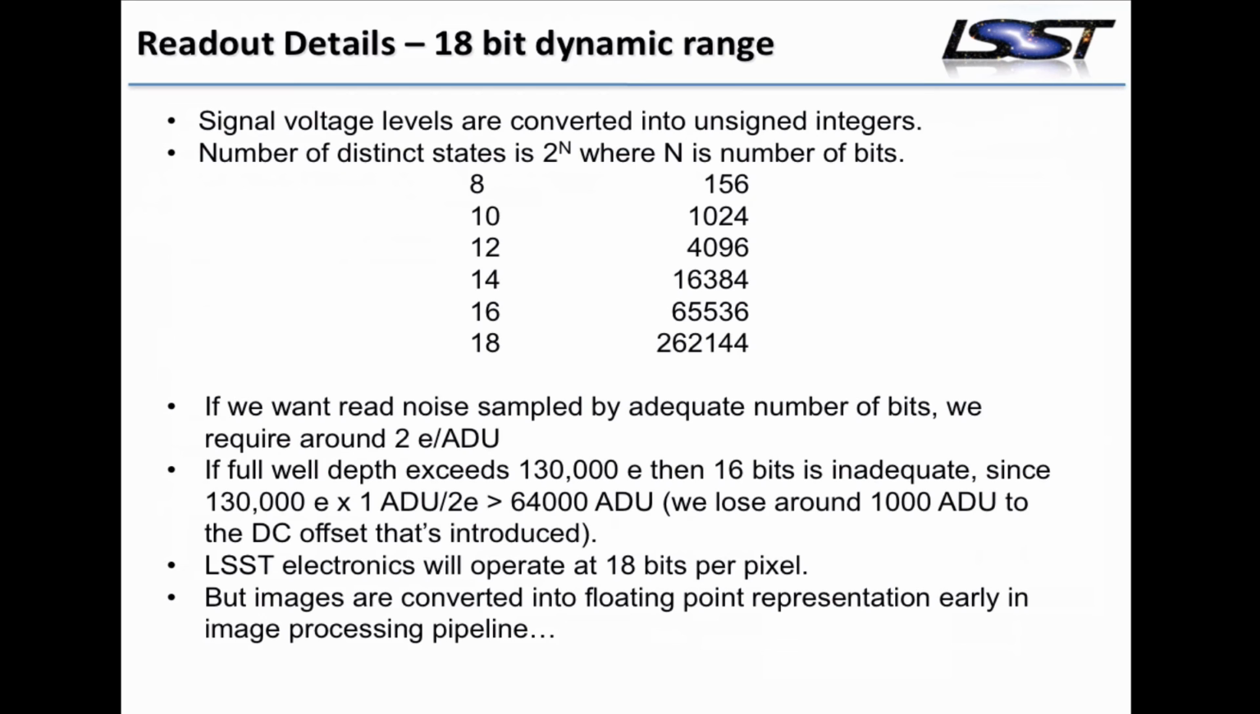And if you just ask yourself, we'd like to not be bit flip quantization limited, so I need to digitize the read noise with a fair number of bits, and what's the maximum full well I can possibly put through the system, the ratio of those two numbers actually exceeds 16 bits. And so since we can get AD converters that run at 18 bits, that's exactly what we're going to do. So we actually digitize at 18 bits, and as that information flows through the system, it gets converted into a floating point representation pretty early in the downstream image processing.